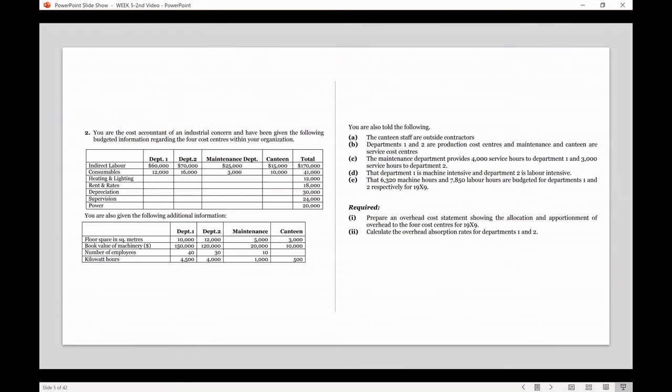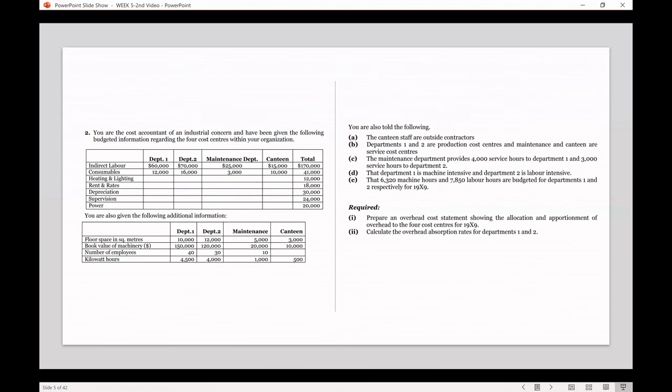So the first table we're seeing, we have 4 departments, right? You have department 1, department 2, the maintenance department, and the canteen department. We have some costs, and the first 2 costs, indirect labor and consumables, are already allocated for us. The remaining costs, all we have is the total cost. So just by looking at this, we're getting the idea that this total cost would have been shared by all the departments in this organization. There's somewhere in the question that I believe is going to ask us to share this cost with all these departments.